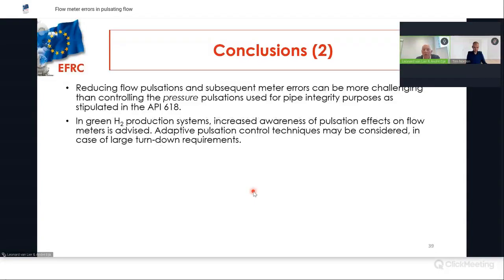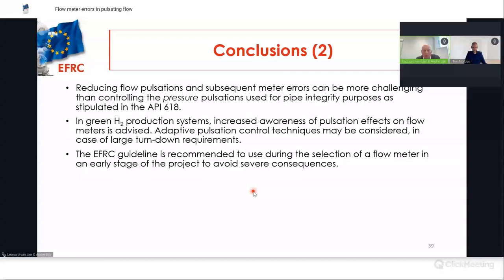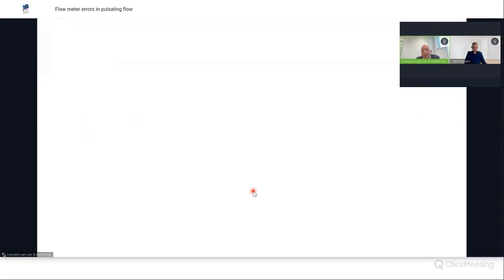Reducing flow pulsations and subsequent flow meter errors can be more challenging than controlling pressure pulsations, as used for pipe integrity purposes. In green hydrogen production systems, already mentioned by Leonard van Lier, increased awareness of pulsation effects on flow meters is strongly advised. A solution may be adaptive pulsation control techniques, which may be considered, especially in the case of a large turn-down requirement. And this EFRC guideline is recommended to use during the selection of a flow meter in an early stage of the project to avoid severe consequences.